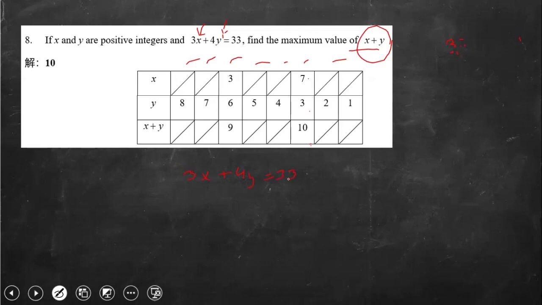First, let's isolate x. So transposing, we have 3x is equal to 33 minus 4y. And dividing both sides by 3, we have x equals 33 minus 4y over 3.